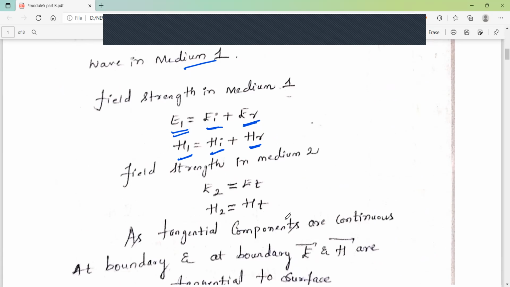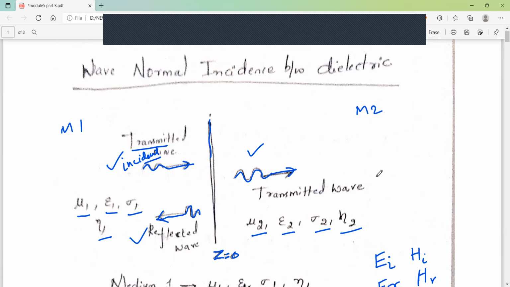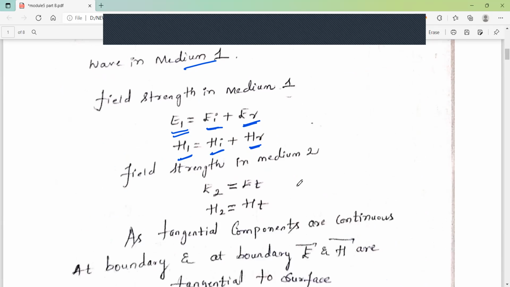Now, if we talk about medium 2, you can see over here, medium 2 is only having the transmitted wave. Okay. So magnetic field strength and electric field strength in medium 2 are represented as E transmitted and H transmitted. As you can see, E2 is nothing but E transmitted ET, and H2 is nothing but H transmitted HT.